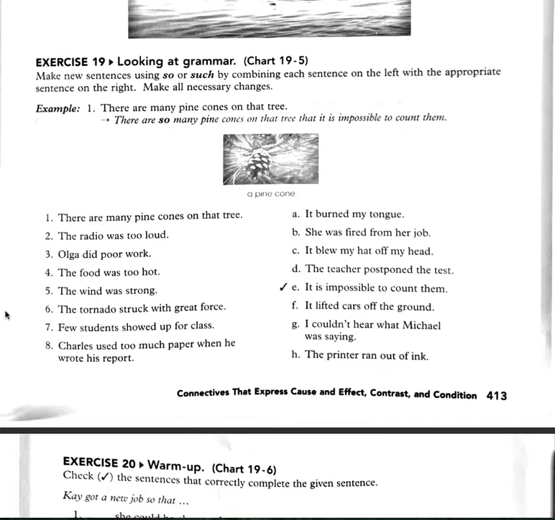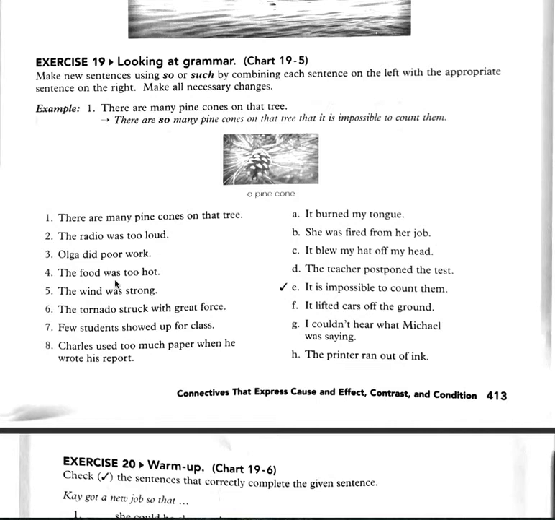Okay, so we look at number 3. Olga did poor work. Here's a modified noun, poor work, adjective and noun. Olga did such poor work. We're going to combine it. Okay, Olga did such poor work, comma, that she was fired from her job, lowercase s. Letter B. Olga did such poor work that she was fired from her job. Put letter B here. But you're going to have to put such here and that here.